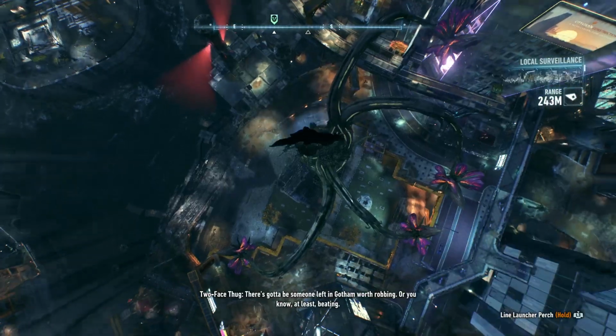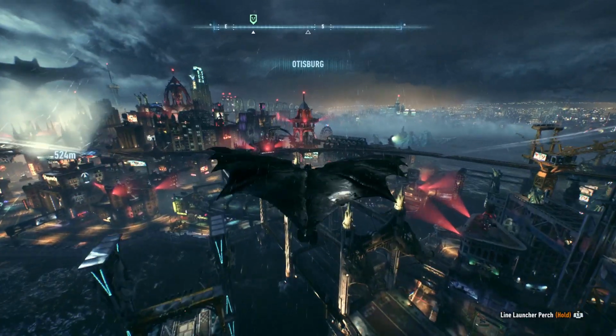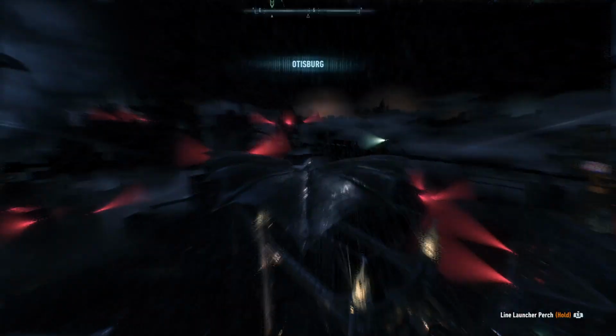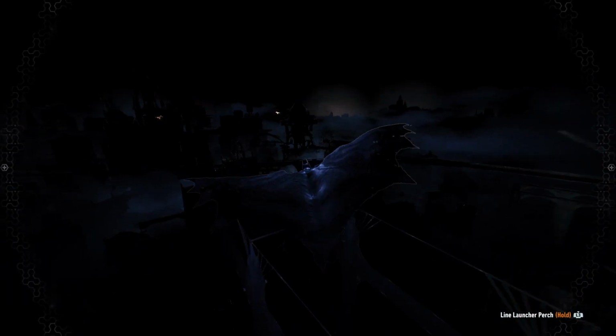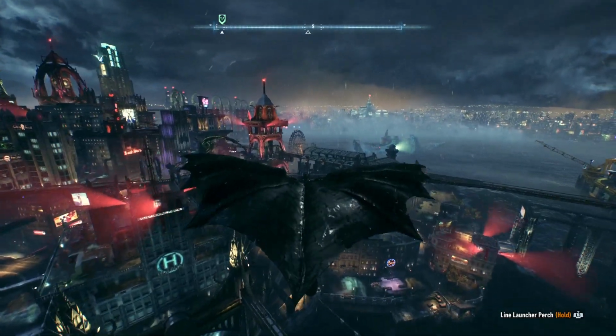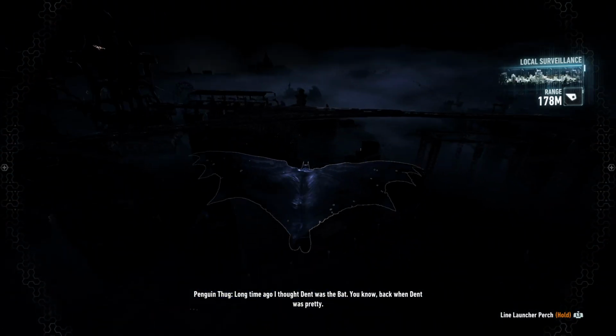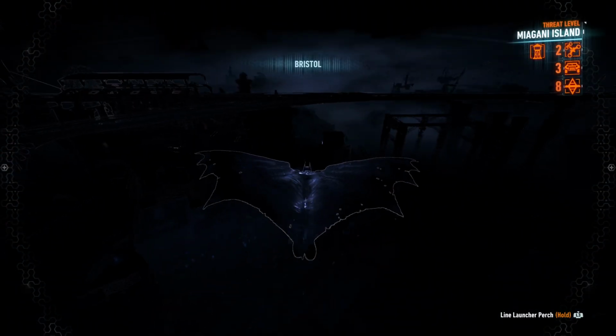There's gotta be someone left in Gotham worth robbing. Or, you know, at least beating. A long time ago, I thought Dent was a bad. You know, back when Dent was pretty.